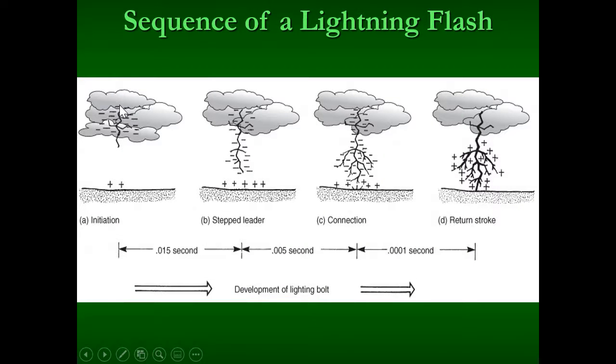Typically what happens is the electrons will start to reach down from the bottom of the cloud, and as they reach down, it'll start to build up positive charges that actually reach upward, and they connect about 50 meters off the ground. And when they connect, the return stroke happens, and all the charges rush through the connection to replace and balance.